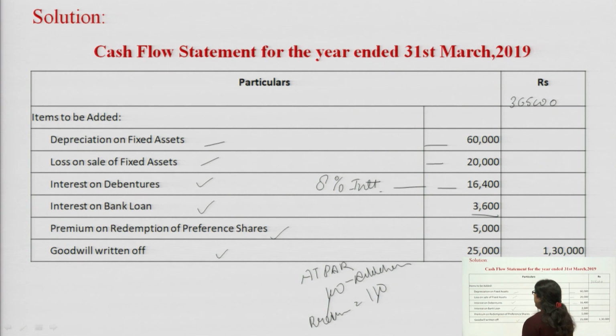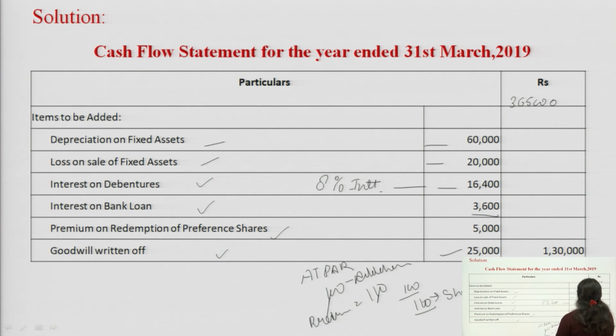But at the time of redemption, the redemption is being done at a premium. Means for 100 rupees at the time of purchase, now you are paying 110 rupees back to the shareholder, because you are redeeming it at a premium. Goodwill written off like 25,000, we will add it, the total will come out 1,30,000.